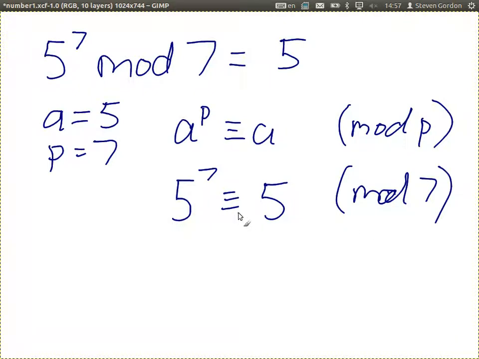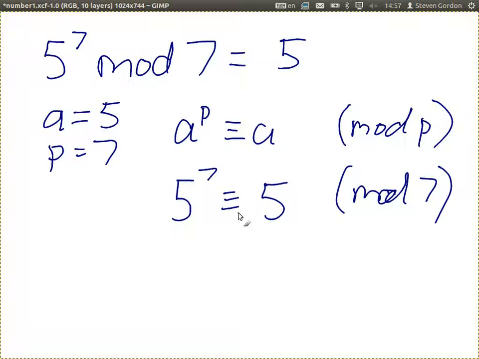So we can use Fermat's theorem here if we have some problem that fits the format. You can use it as a shortcut to find the answer. Of course, in this case, you could have used your calculator and found that 5 to the power of 7 is 78,125. Then you mod by 7 and you get 5. But if it's in the form of Fermat's theorem, then you immediately know 5 is the answer.